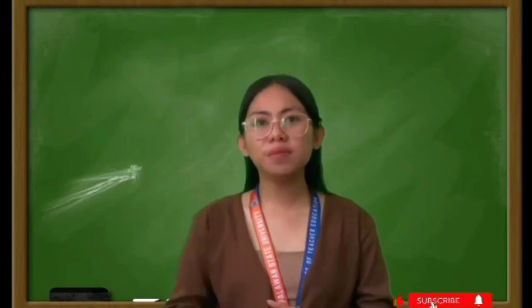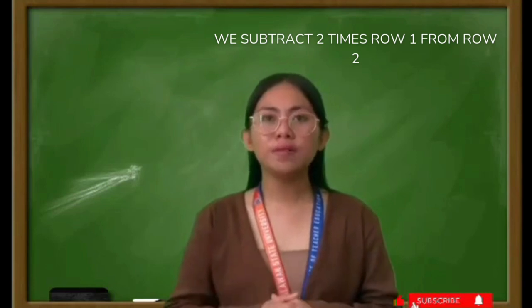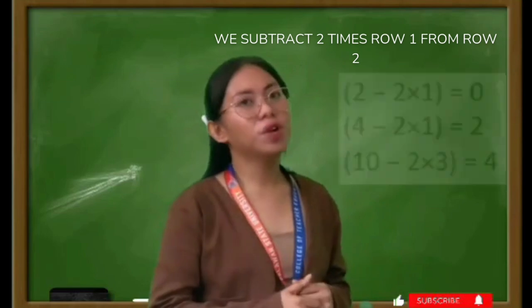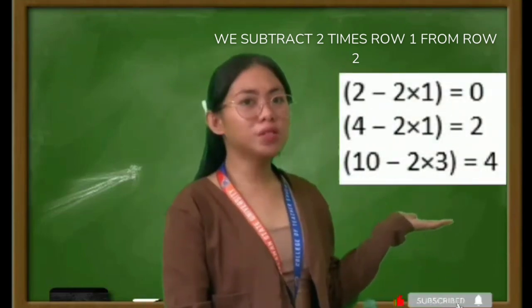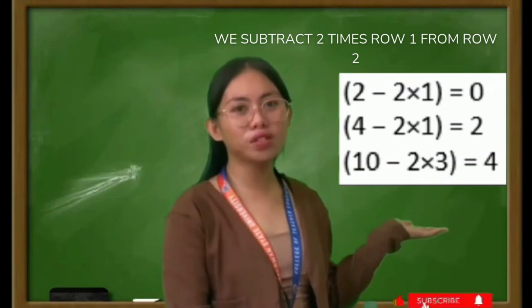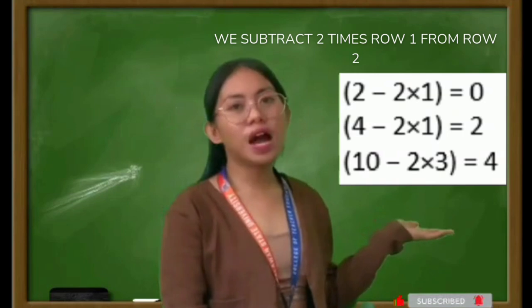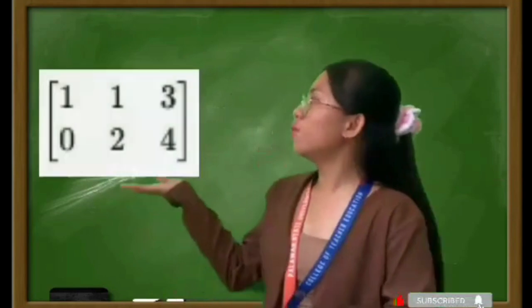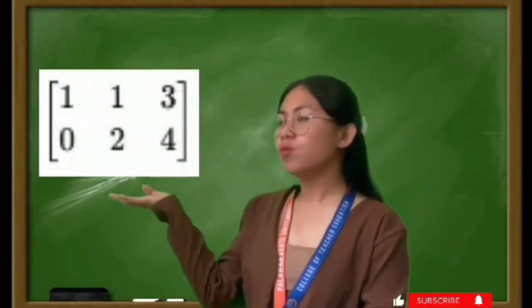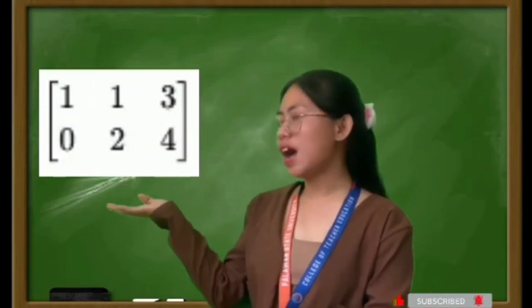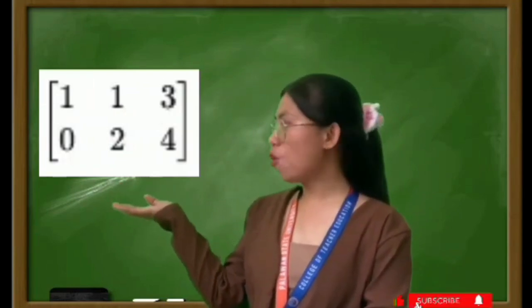For step 2, eliminate the 2 below the leading 1. We will subtract 2 times row 1 from row 2. We have 2 minus 2 times 1 equals 0. 4 minus 2 times 1 equals 2. And for the last part, 10 minus 2 times 3 equals 4. And this is the new matrix. For the first row, we have 1, 1, and 3. And for the second row, we have 0, 2, and 4.